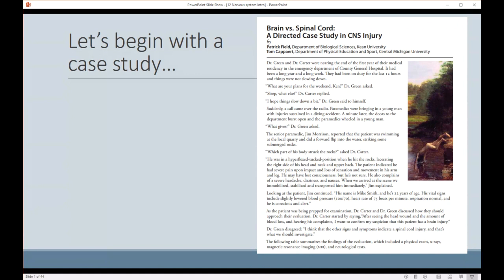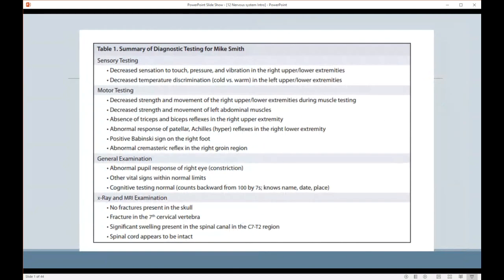As the patient was being prepped for examination, Dr. Carter and Dr. Green discussed how they should approach their evaluation. Dr. Carter started by saying, "After seeing the head wound and the amount of blood loss and hearing his complaints, I want to confirm my suspicion that this patient has a brain injury." Dr. Green disagreed. "I think that the other signs and symptoms indicate a spinal cord injury, and that's what we should investigate." The following table summarizes the findings of those evaluations, which are included in a physical exam, x-rays, magnetic resonance imaging, which is an MRI, and neurological tests.